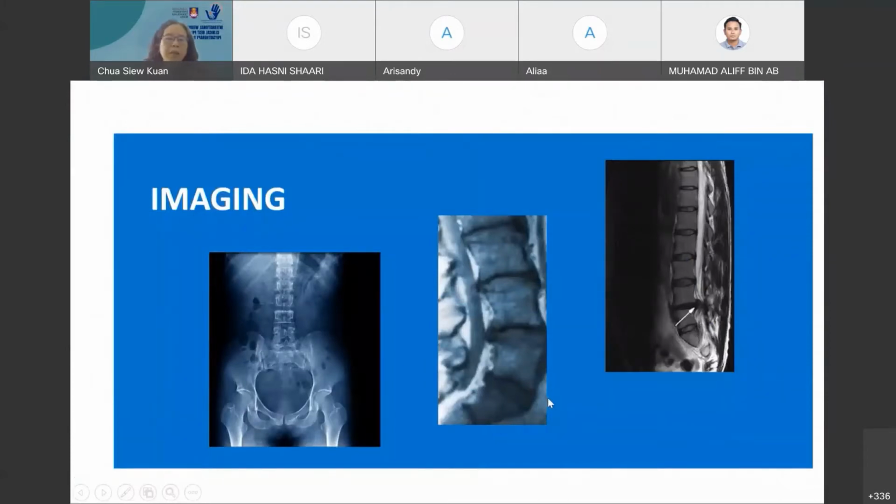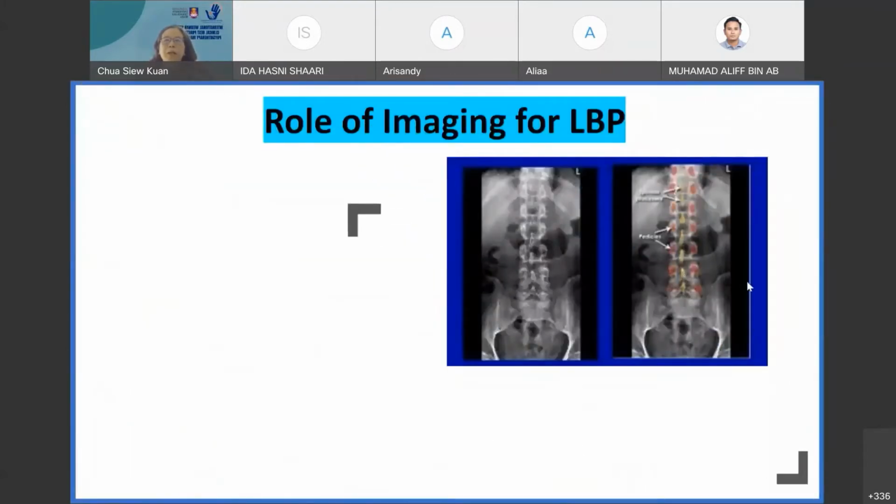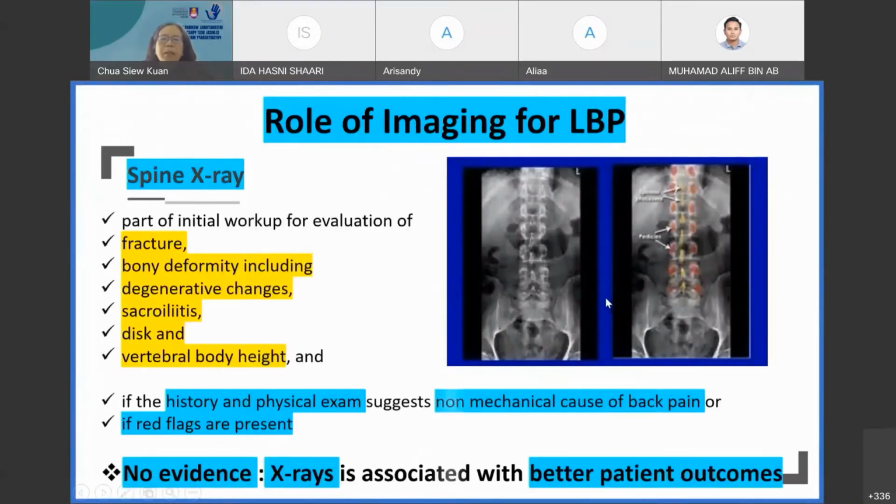So how about imaging of the low back and spine? Regarding the role of imaging, bear in mind that spine X-ray only tells you whether there is any contraindication, such as a fracture. If there is a fracture, I can avoid asking the patient to perform certain specific movements. It also shows bony deformity, maybe some degenerative changes, sacroiliitis, and vertebral body height.